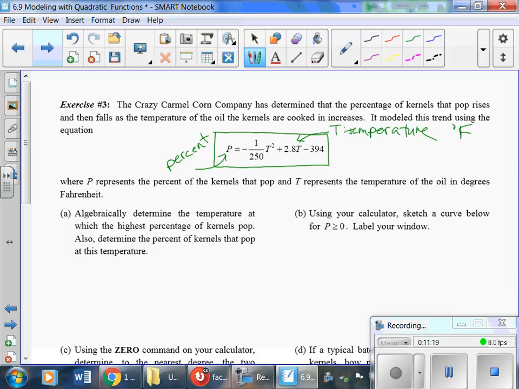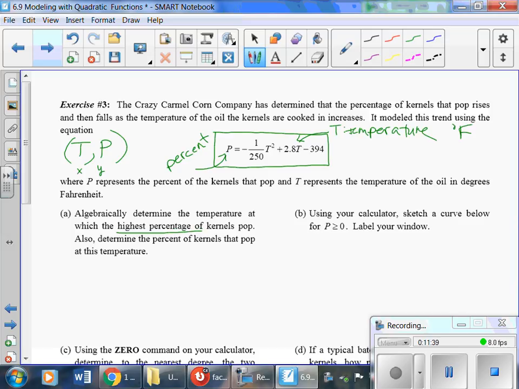So what are they asking you for? All right, the highest percentage. So remember, percentage is your P. Remember, this is going to be a point. It's going to be (T, P). I like to kind of put things together with my x's and my y's. So my T is my independent variable and my P is my dependent.